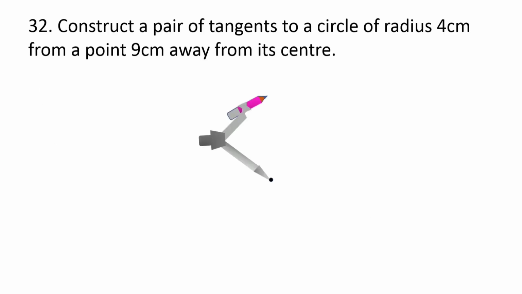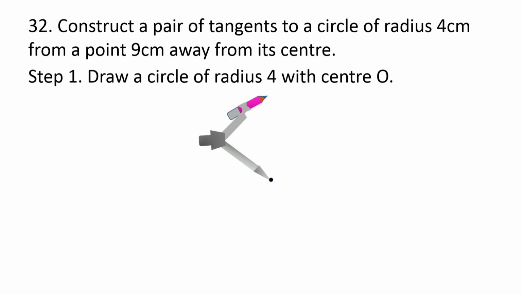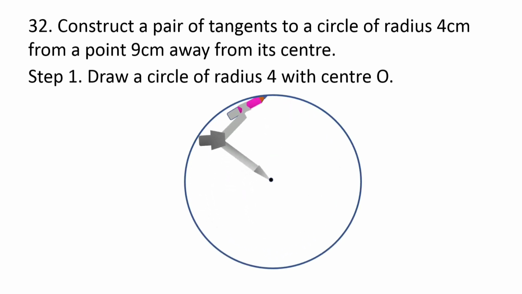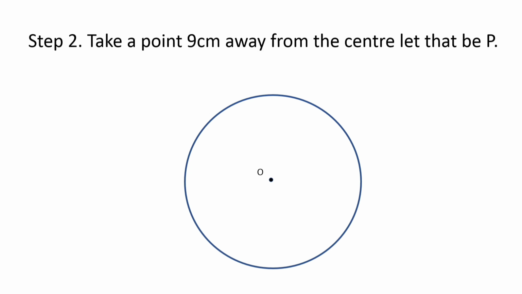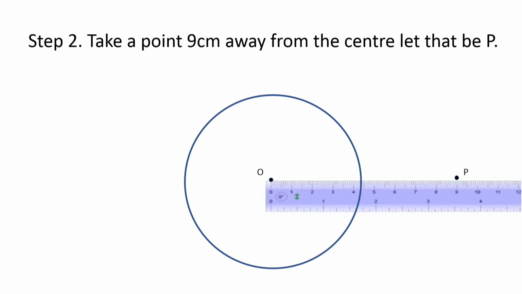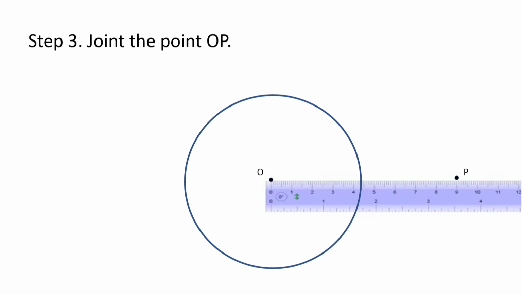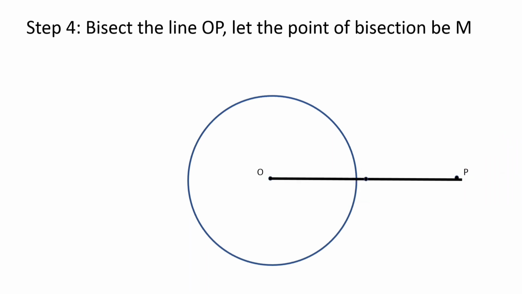32nd question. Construct a pair of tangents to a circle of radius 4 cm from a point 9 cm away from the center. Step 1 is draw a circle of radius 4 cm with center O. Step 2 is take a point 9 cm away from the center. Let the point be P. Step 3, we have to join the point OP. Step 4, bisect the line OP like this.